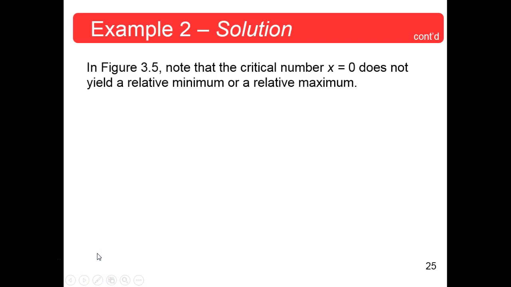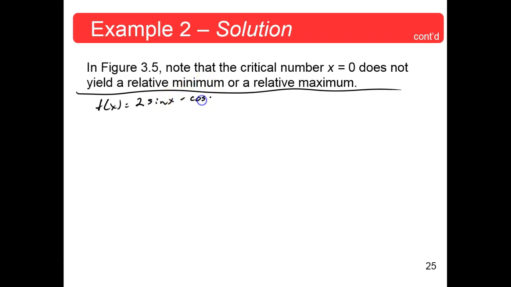Example 4. Now this one, for those of you who don't have a book, you can go to larsoncalculus.com and see an interactive version of this type of example. And even those that do have a book, you can do that. Okay, find the extrema of this function. f of x is equal to 2 sine x minus cosine 2x, on the interval 0 to 2 pi.